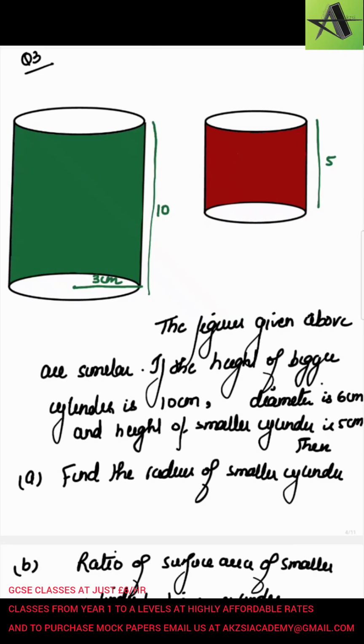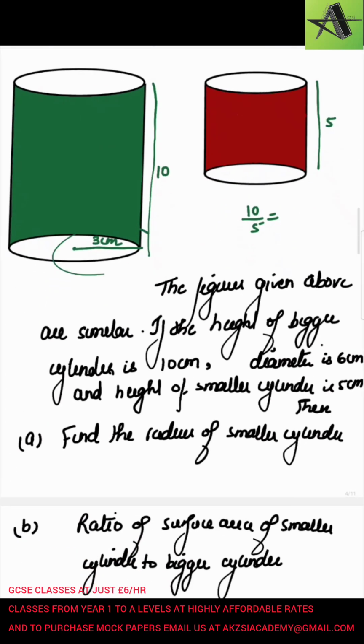If these two are similar, it's easy. We just have to divide corresponding sides and find the ratio. So height of bigger over height of smaller, 10 over 5, is equal to radius of the bigger over radius of the smaller. The radius of the bigger is 3, and let R be the radius of the smaller. So from here R will be 1.5 centimeters. So the answer is 1.5 centimeters.